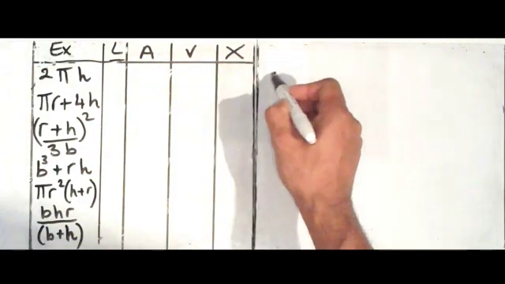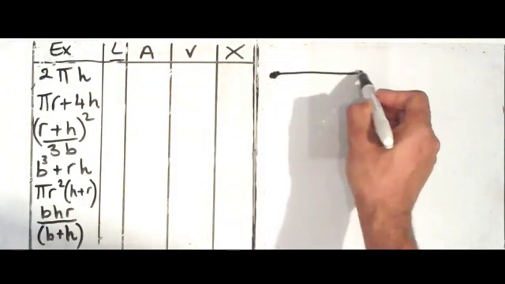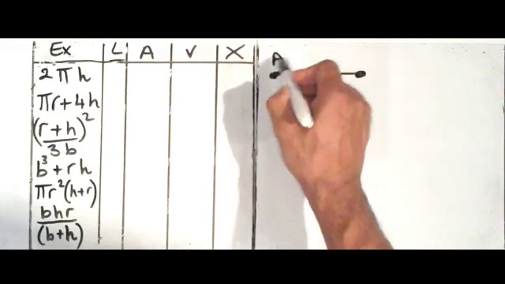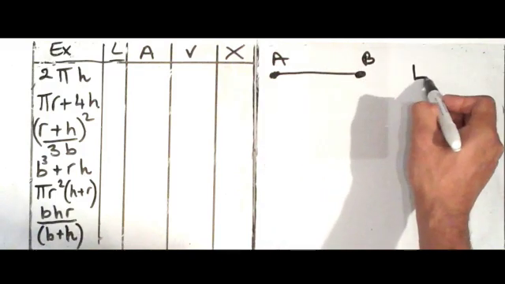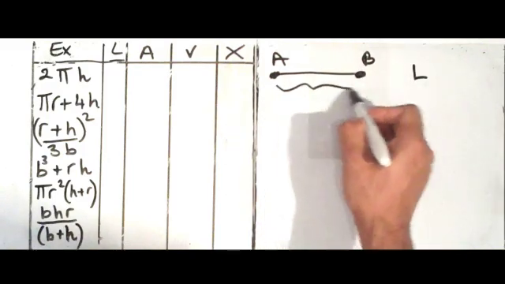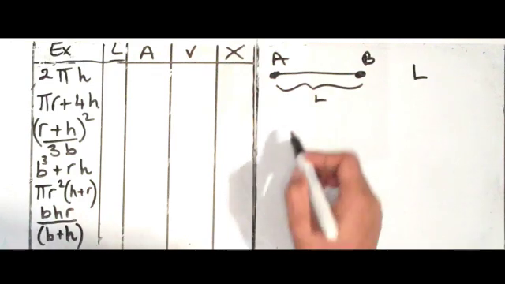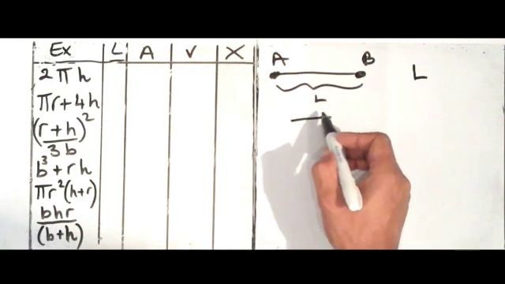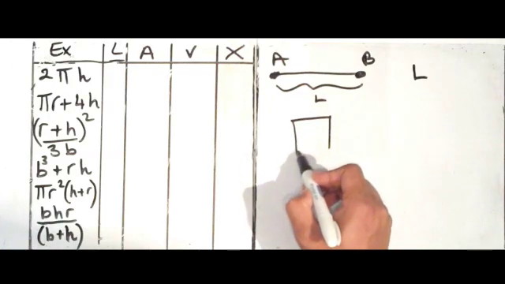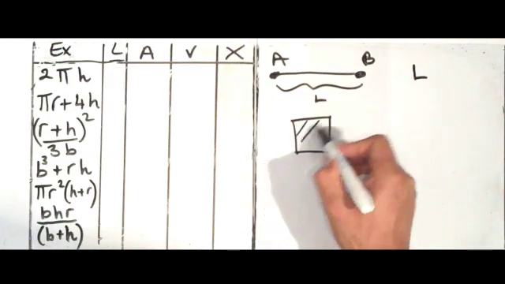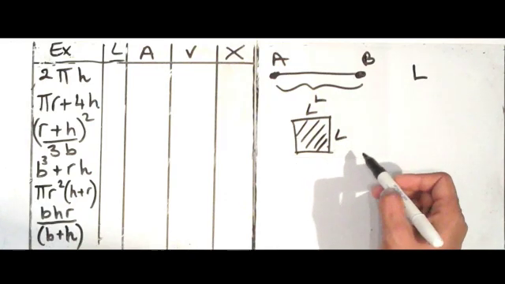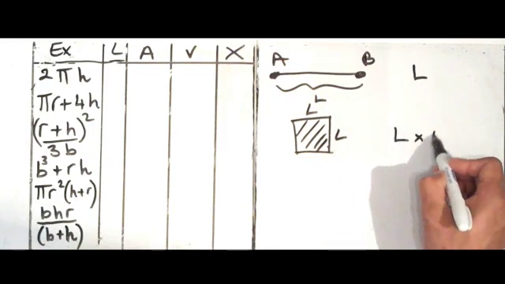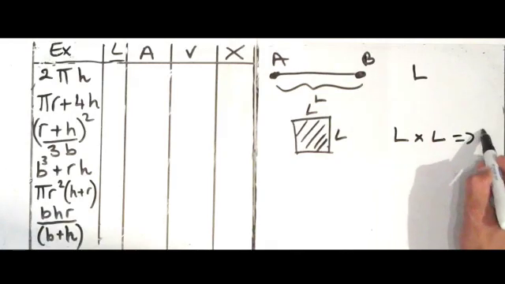The first thing you need to understand is that whenever you're measuring a length between two points, say points A and B, I need at least one length to measure it. If I want to work out the area of a shape, I need to multiply at least two lengths together to work out the area.